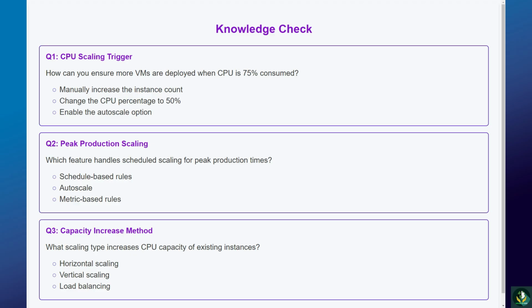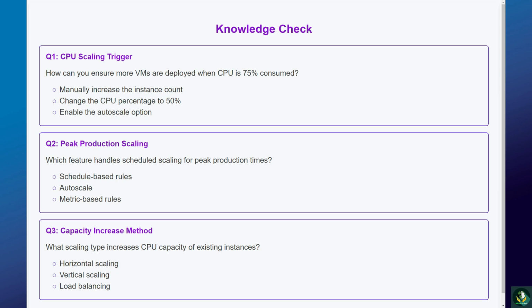Autoscale automatically monitors resource utilization. It can be configured with specific CPU percentage triggers. When enabled, it automatically handles scaling without manual intervention. It maintains consistent performance by responding to demand. The other options are less effective because manually increasing the instance count doesn't provide automated response to CPU usage. Changing the CPU percentage to 50% without enabling autoscale won't trigger automatic deployment.